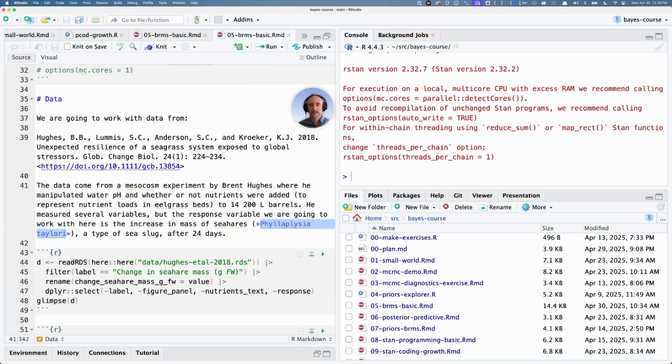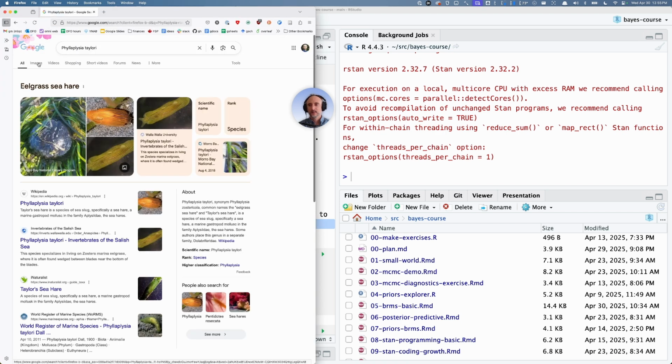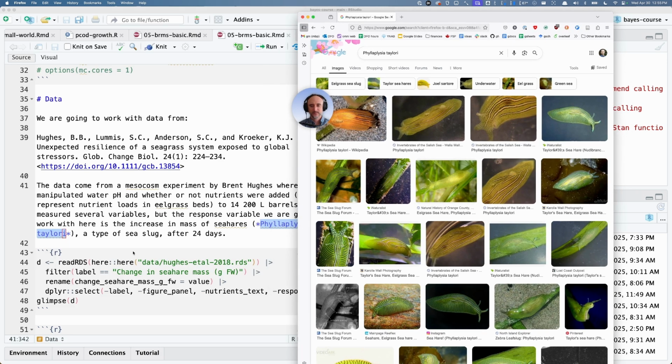And we can look at what those look like. This is what the sea hares look like.